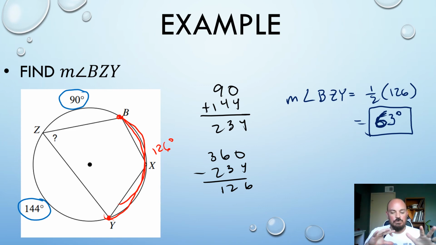A little bit trickier than the first example because there's more than one angle showing, but it's all about the relationship. Inscribed angle is half of the intercepted arc.